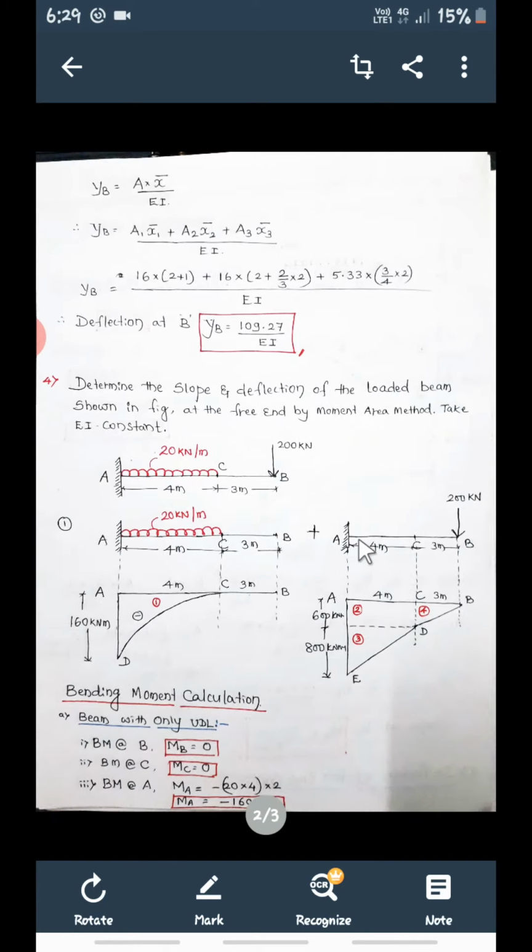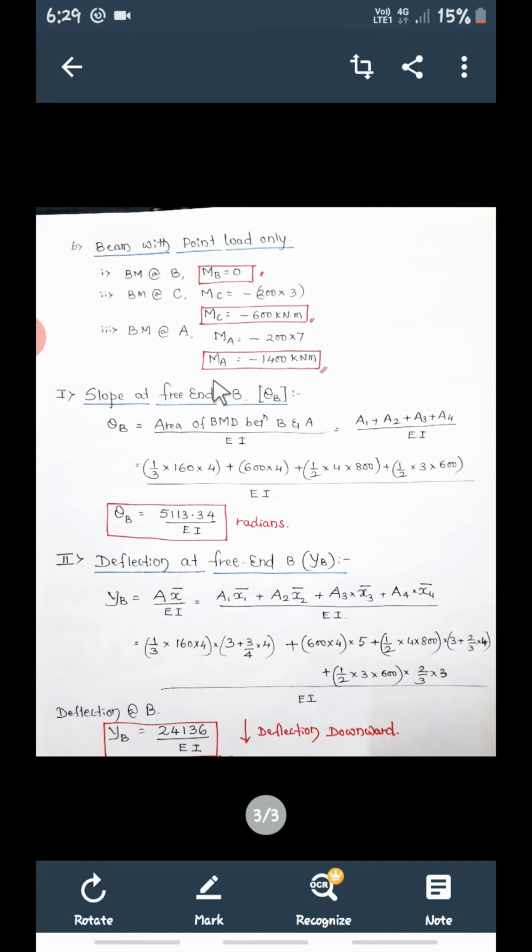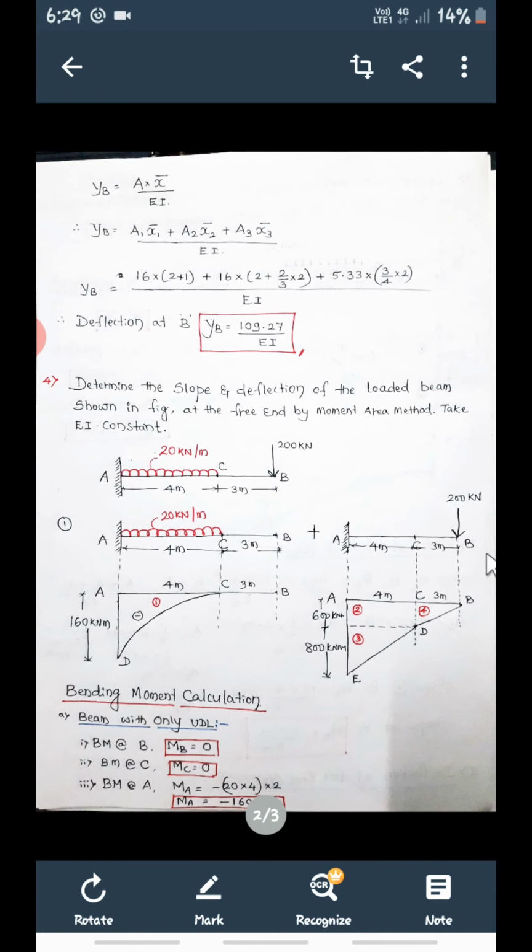Then the bending moment at A. Again the same load, starting from here, it will bend like this, hogging, so minus. Minus 200 into the perpendicular distance between this 200 and A, which is 7. So minus 200 into 7, that is minus 1400 kilonewton meter. So we have calculated the bending moment for the UDL only and for the point load only. Below this, you have to draw the bending moment diagram.